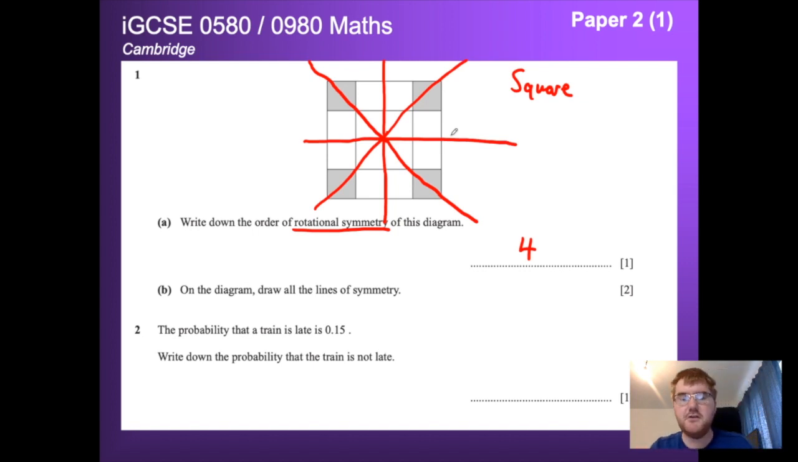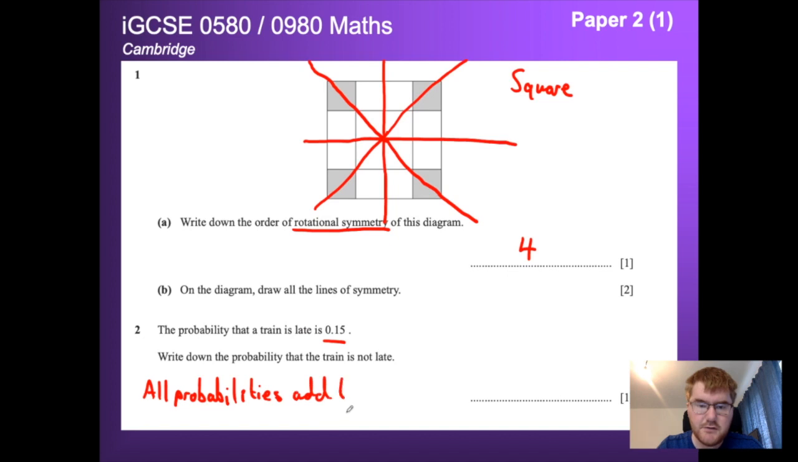Question 2, the probability that a train is late is 0.15. Write down the probability that the train is not late. Now remember, let me write this down, all probabilities add up to 1, to cover all the situations. So this is worth writing down. All probabilities add to 1. A train can either be late or not late. That covers all the situations.